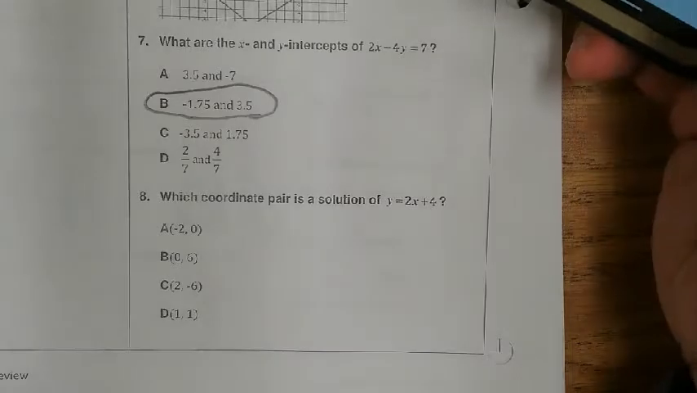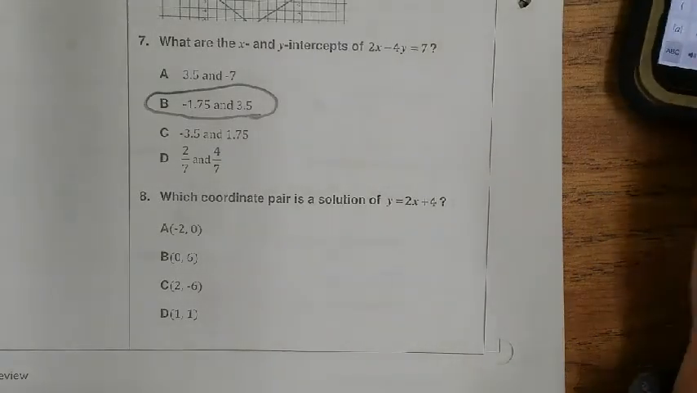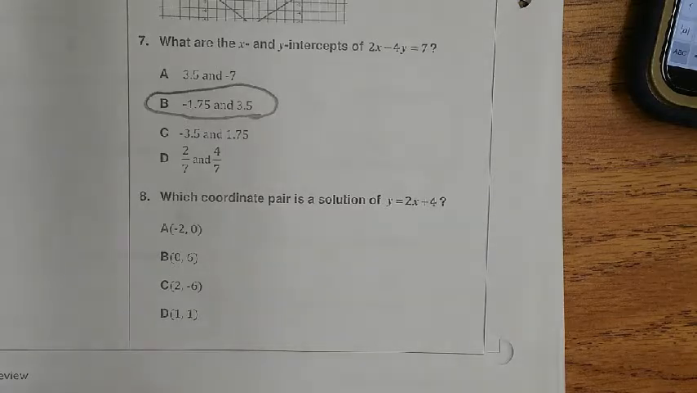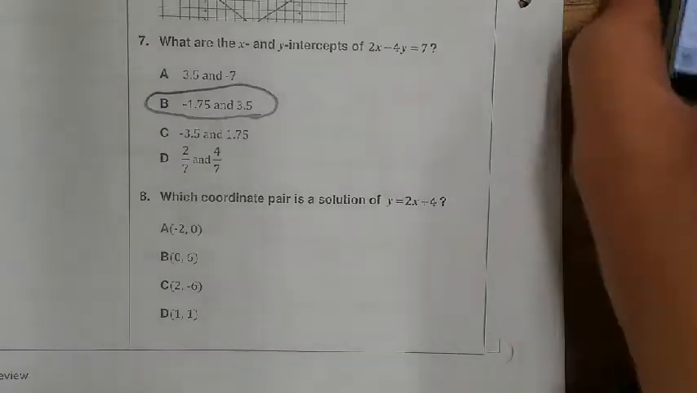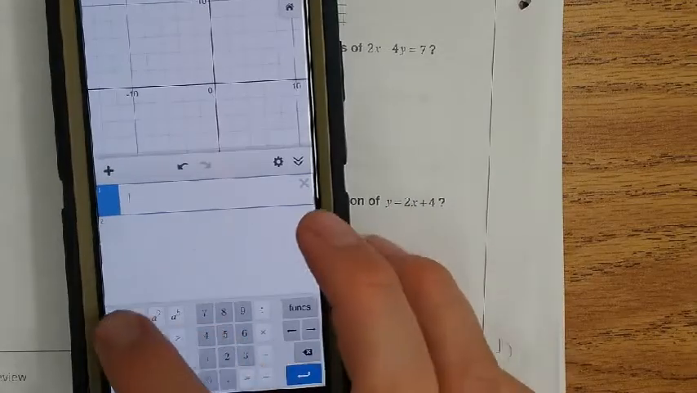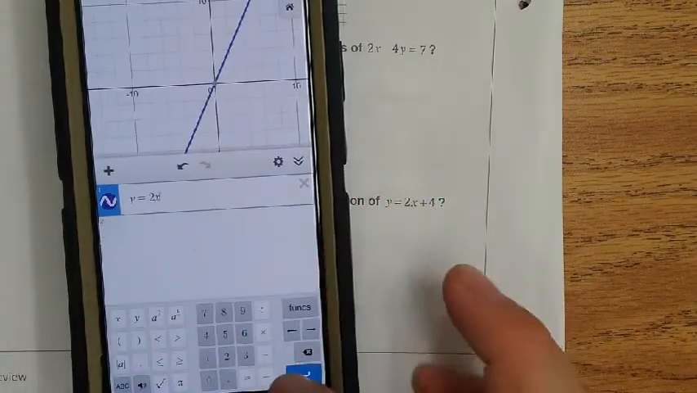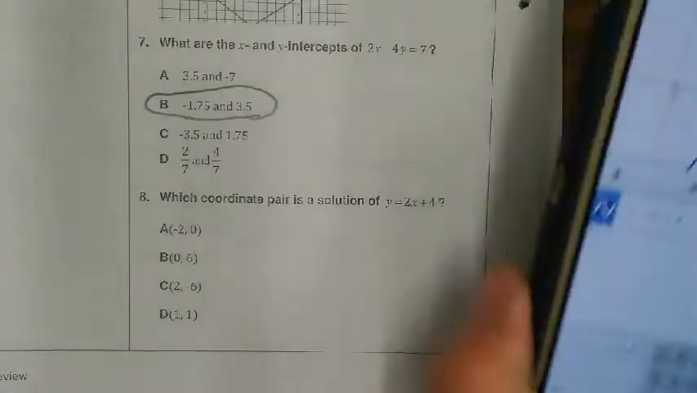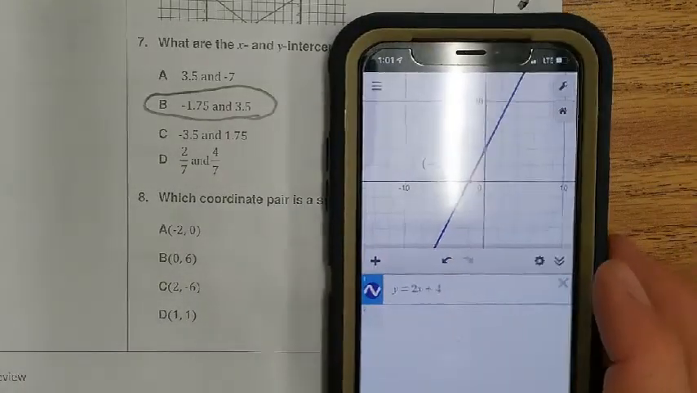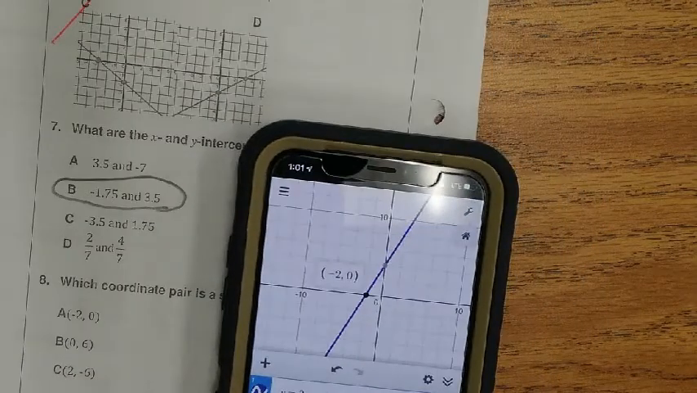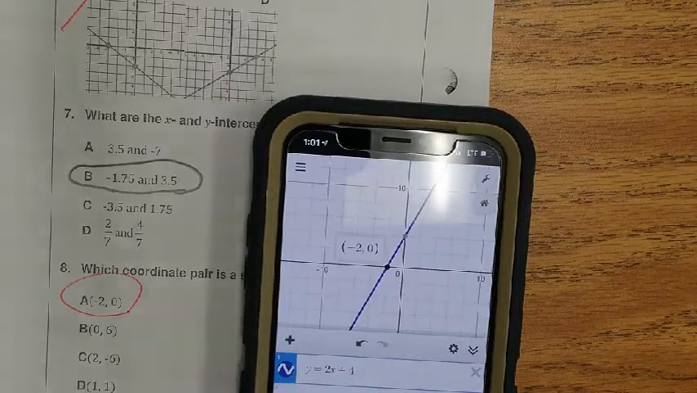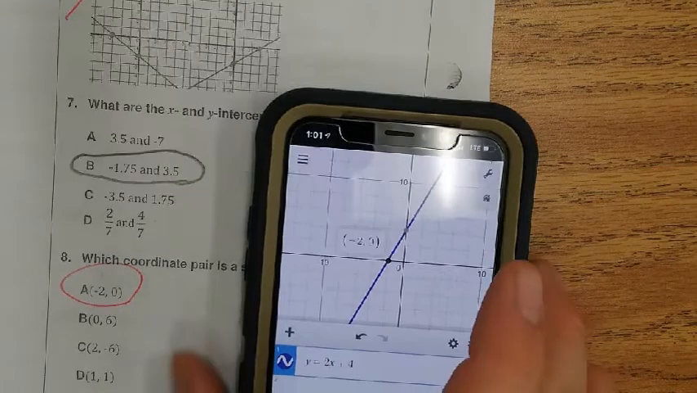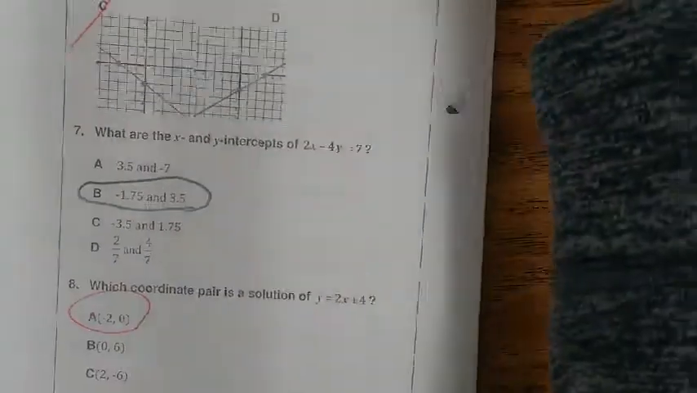And then 8, remember solutions. Solutions, roots, and zeros all mean x-intercept, where they cross the x-axis. So basically, all you have to do for this is just type it in Desmos and see where it crosses the x-axis. It crosses the x-axis at -2, 0. So if you see the word solutions, I know I've said this 100 times, but I want to make sure you remember solutions, roots, or zeros. It is just the x-intercept where it crosses the x-axis.